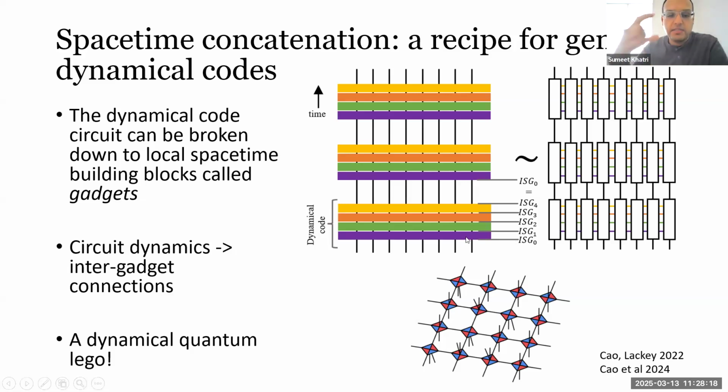Okay, because you want to concatenate the scheme onto itself, so then it makes sense. It's not concatenated on itself, it's repeated over time. Yeah, repeated over time. Yeah.